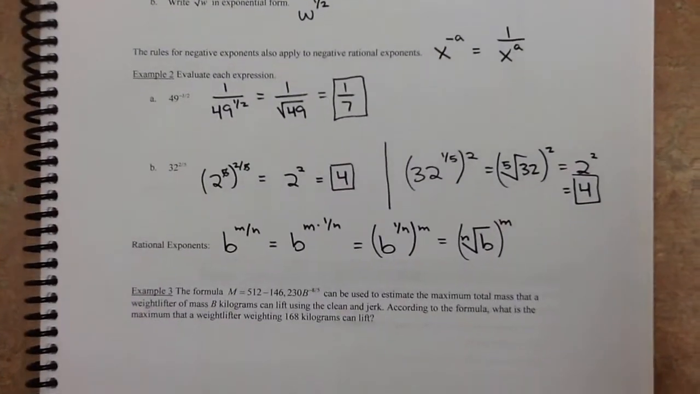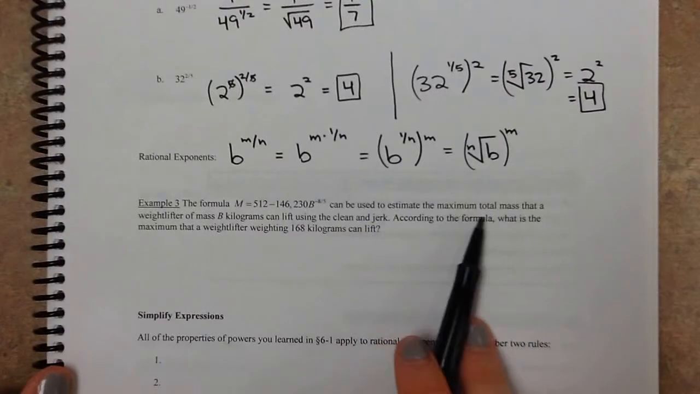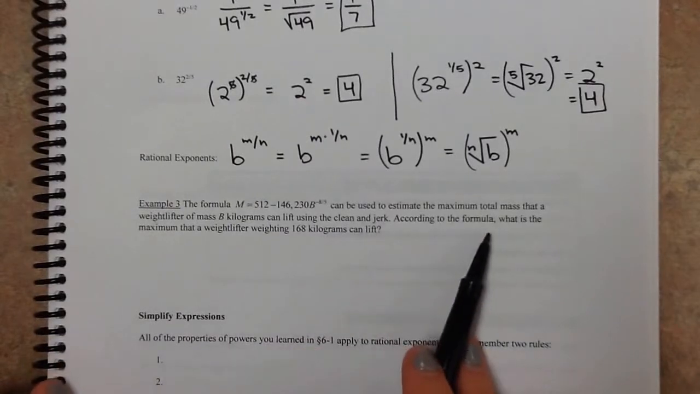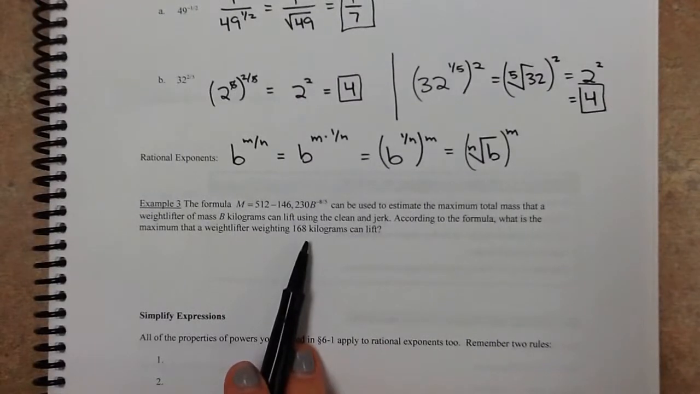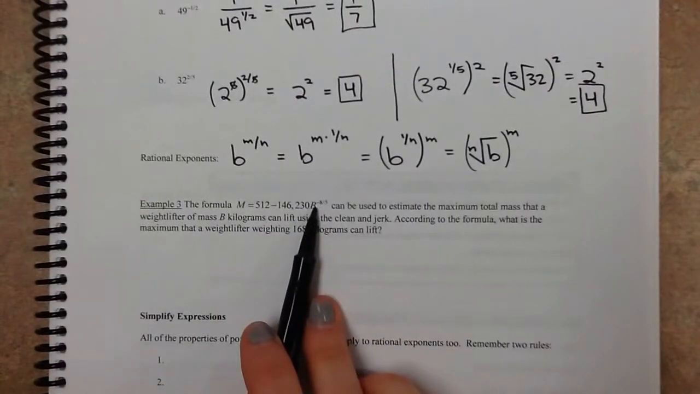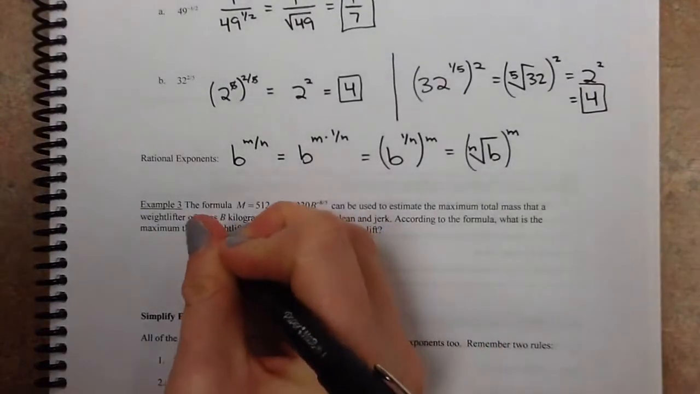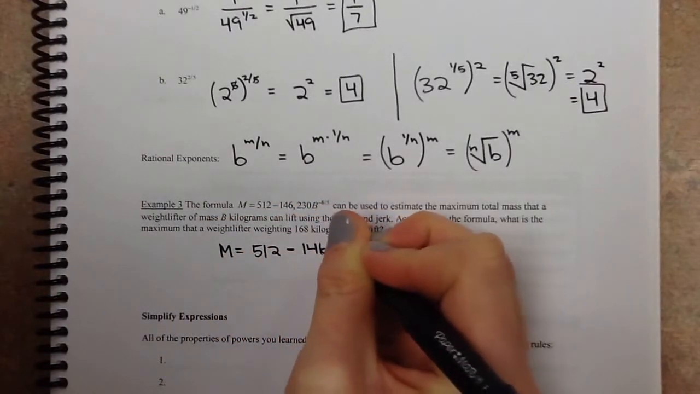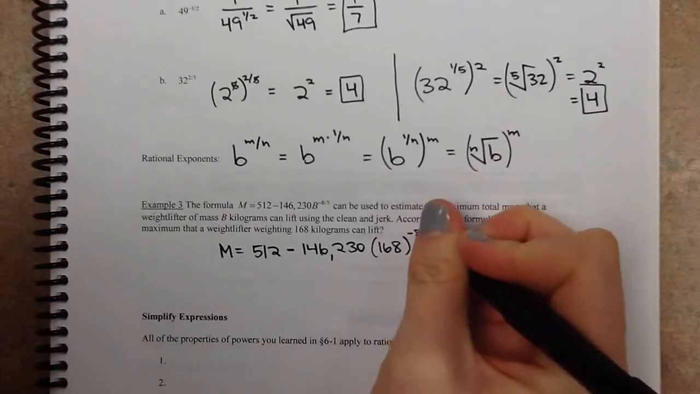All right, in this last example here, we've got this nice formula. It's a mass formula. You see right here, we've got a rational exponent of -8/5. It says it estimates the maximum total mass that a weightlifter with b kilograms can lift using clean and jerk. According to the formula, what is the maximum that a weightlifter weighing 168 kilograms can lift? Okay, so we're going to take this, plug it in here, and we will actually just use our calculator to evaluate. So I'm going to show you in this one how the calculator works with this. So m equals 512 minus 146,230, and then for b, I'm going to sub in 168, and I'm keeping that exponent of -8/5.